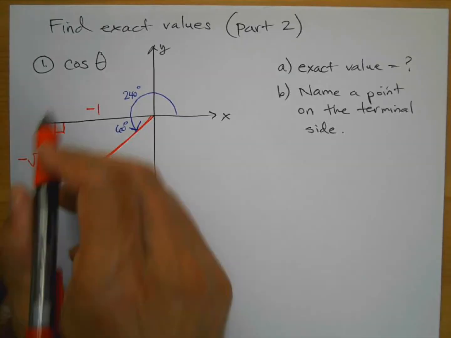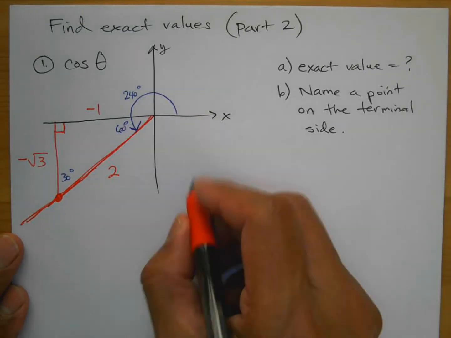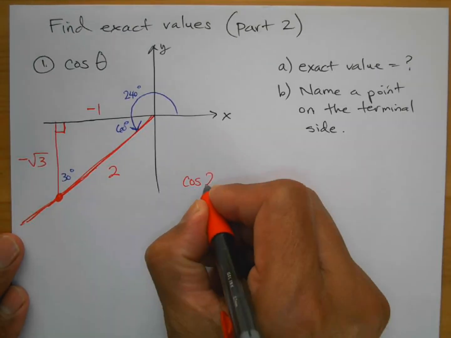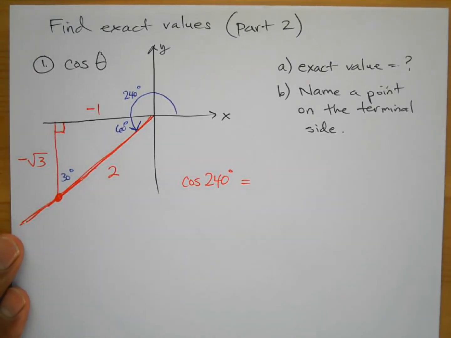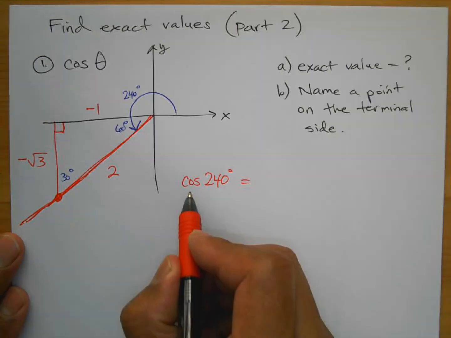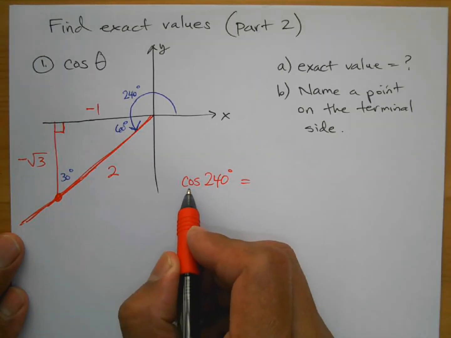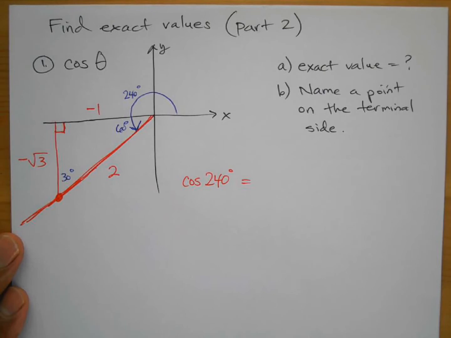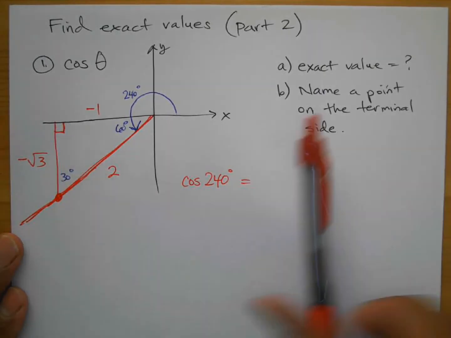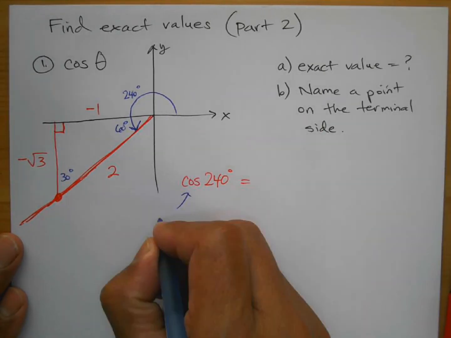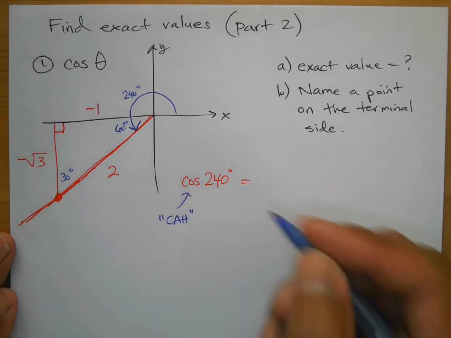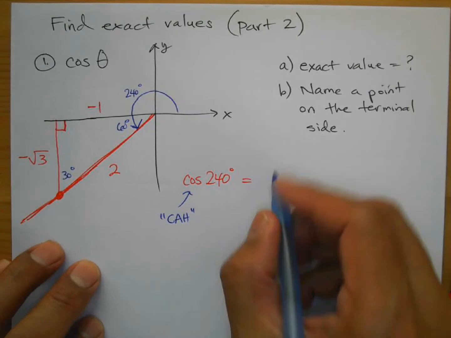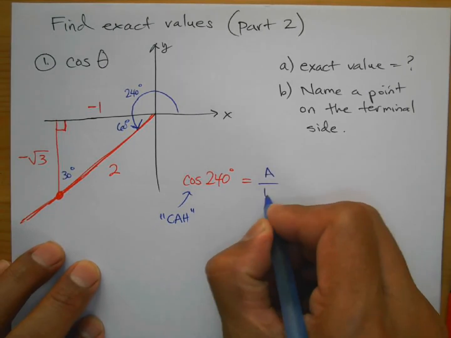So the cosine of the angle, really for this one, it's asking you for the cosine of 240 degrees, the exact value for cosine of 240 degrees. Well, what's cosine? Remember, going back to our 6 trig functions, which one's cosine? Ka. Remember so ka to? That means that cosine would have to be the adjacent over the hypotenuse.